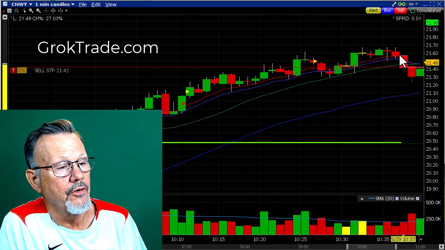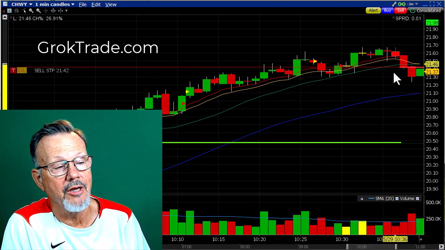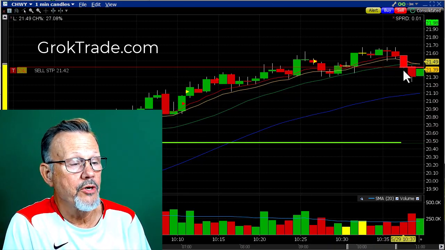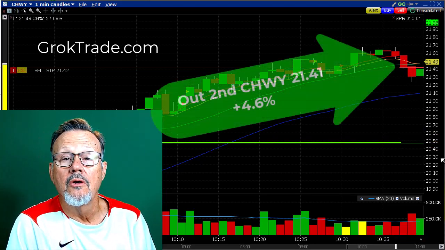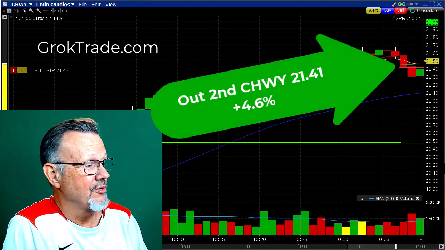And bam, there it dropped down below this 20 moving average, which is what I was using to set my stop, and it stopped me out here at 2141 for a total trade of 4.6% in 38 minutes. Hoo-ah!